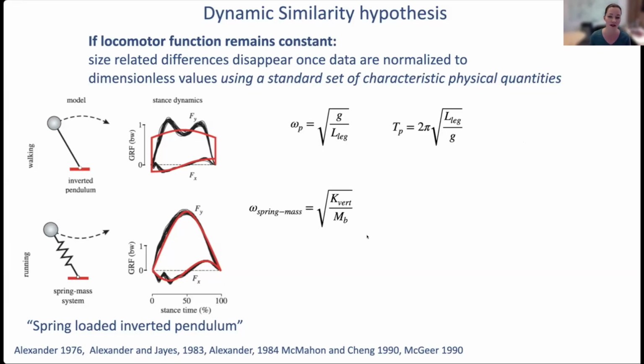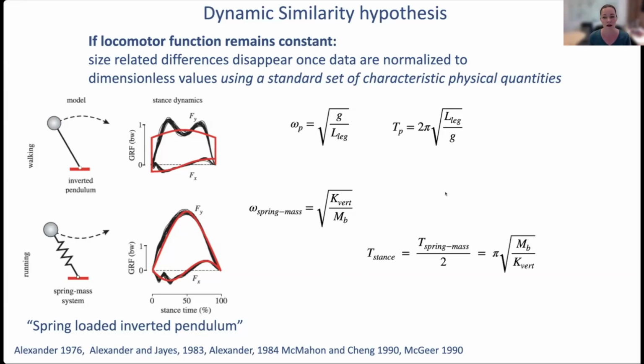Now if we consider the mass spring system, we have to think about the resonance, the characteristic bounce of a mass spring system. And the equation for the characteristic frequency of a mass spring system is related to the stiffness of the system, the square root of the stiffness of the system divided by its mass, okay?